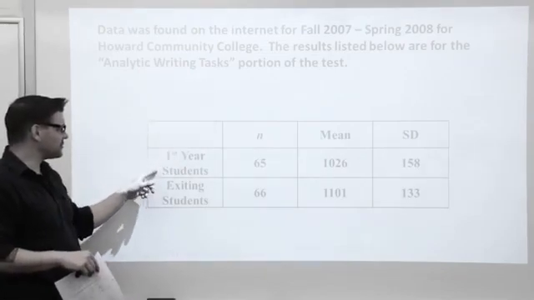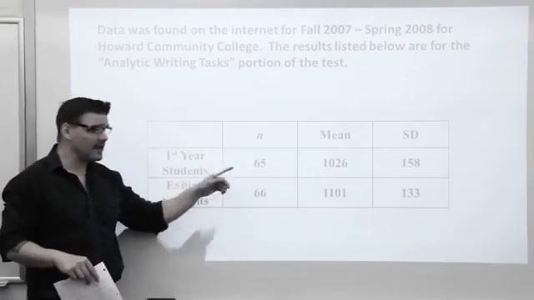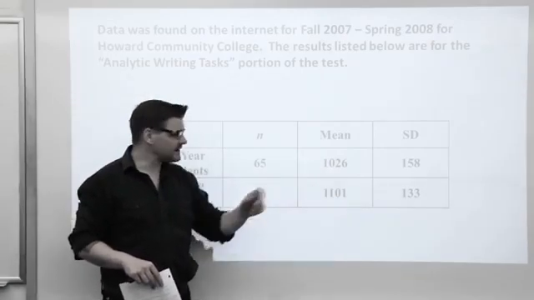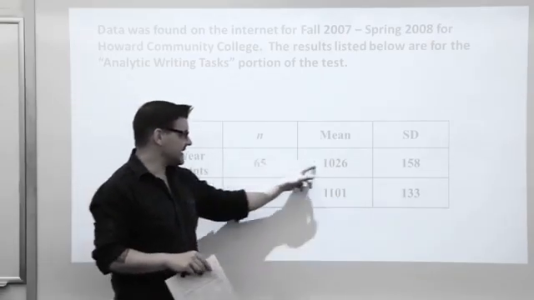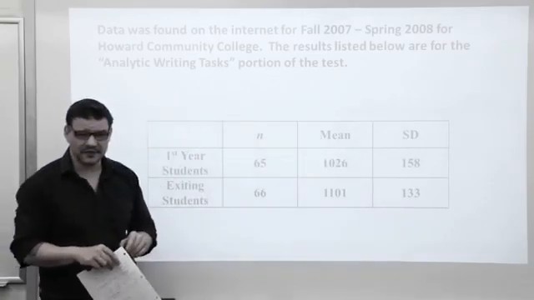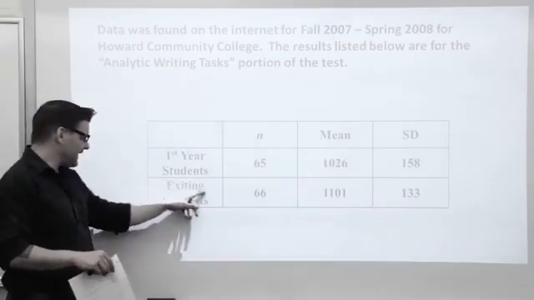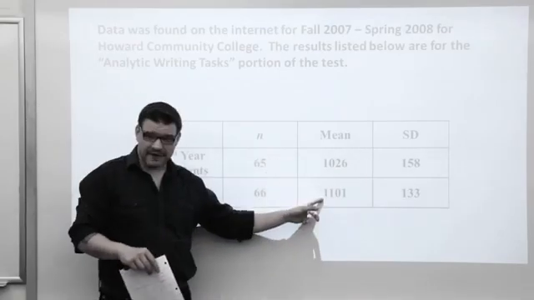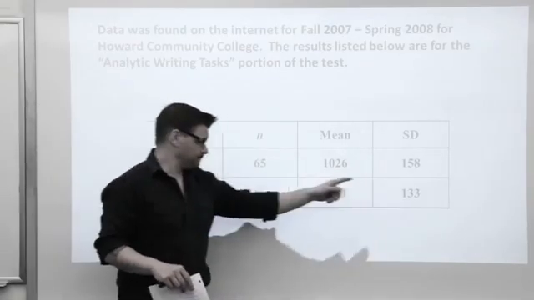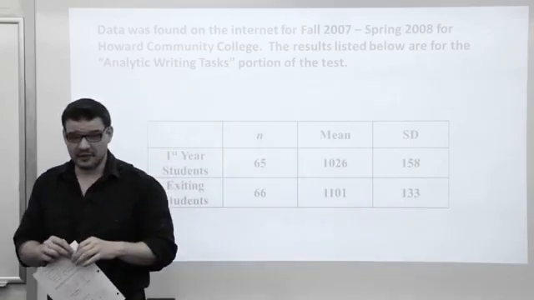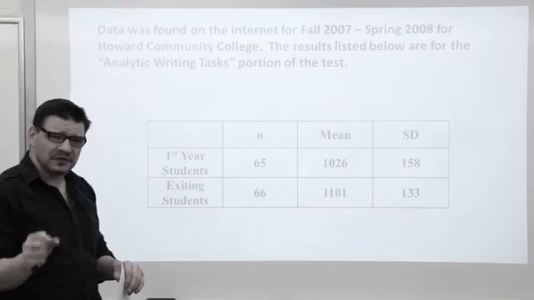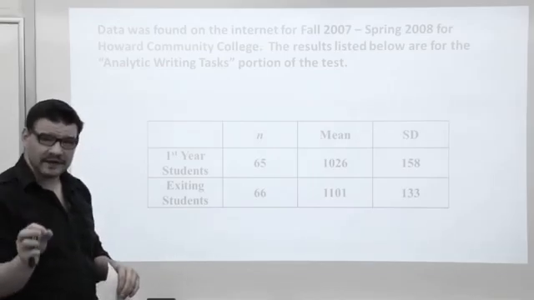Okay, so first year students, we had 65 of them. Their average score was 1026, and their standard deviation was 158. Graduates, exiting students, 66 of them took the test. Their average score was 1101, standard deviation of 133. And so now we're going to run the test. Are you convinced, based on this small sample?